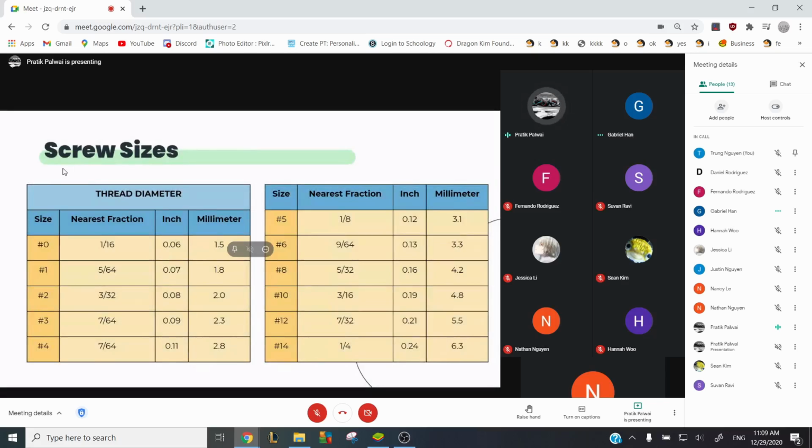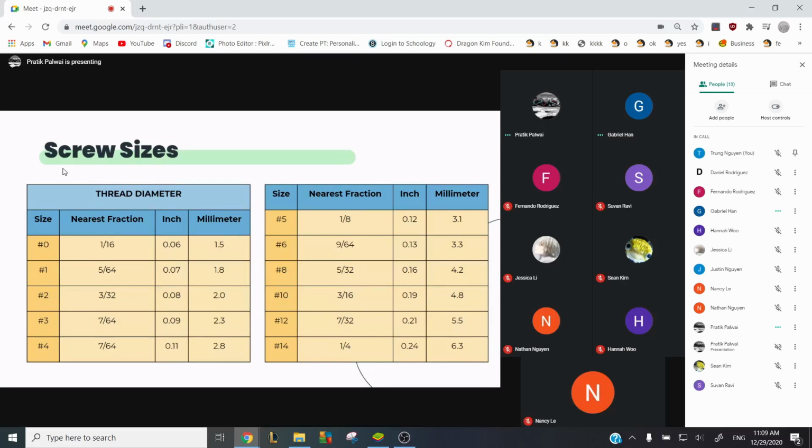Screw sizes. This is a chart of screw sizes most commonly used in FRC. As you can see, the thread diameter increases as you go up in size. These sizes are in metric, and they're referred to just by their size numbers. This isn't actually in the chart, but customary screw sizes are also used. They're classified based on their thread diameter and thread pitch.